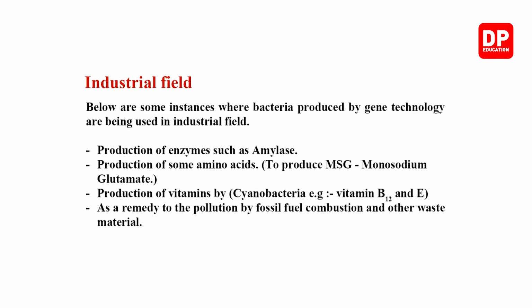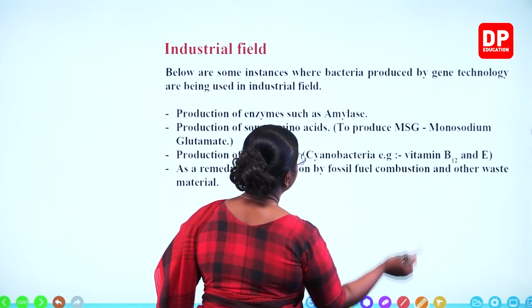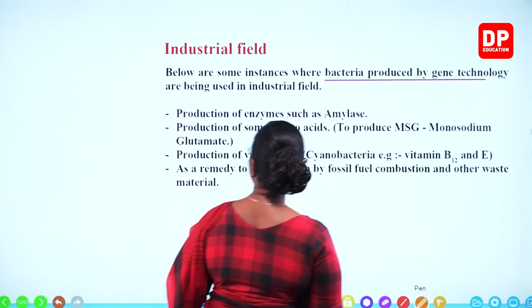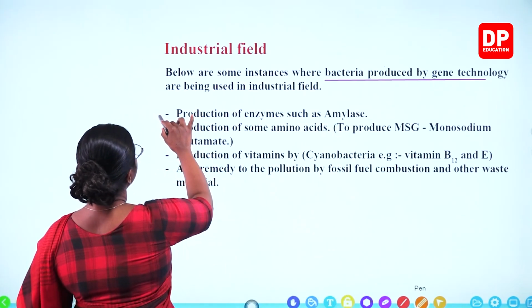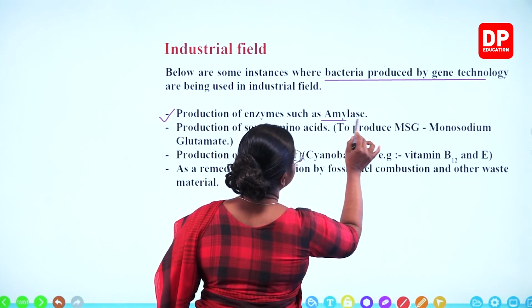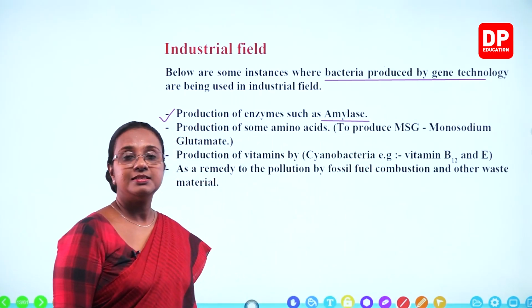Below are some instances where bacteria produced by gene technology are being used in the industrial field. So here it is, the bacteria produced by gene technology. The first one, production of enzymes such as amylase. What is amylase? Amylase is an enzyme.